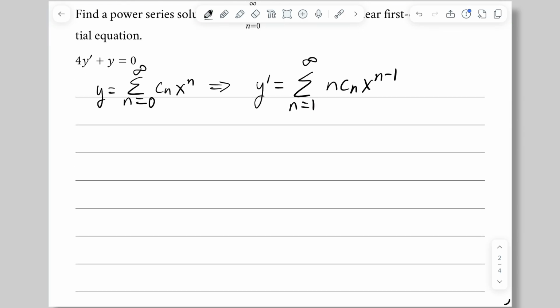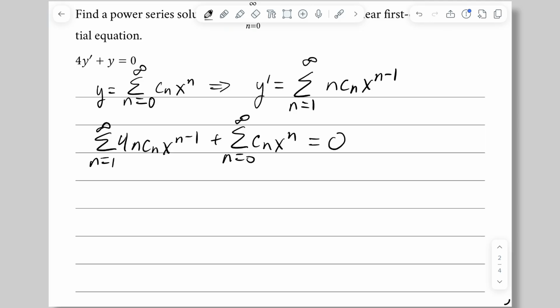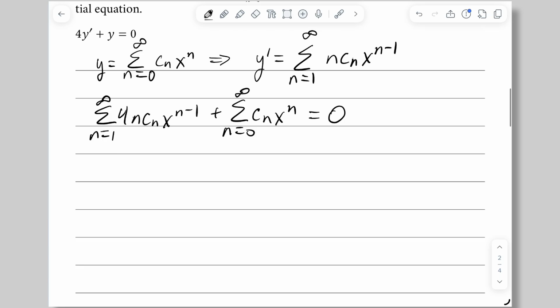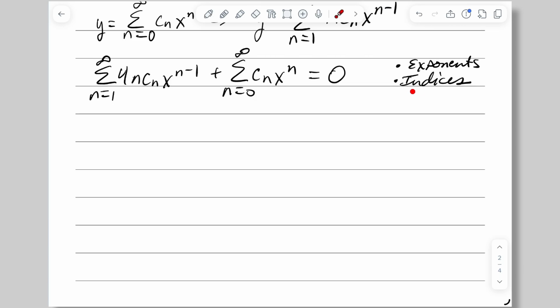Plugging this into the differential equation, we get the sum as n goes from 1 to infinity of 4n c sub n x to the n minus 1. Remember, I'm going to put that 4 inside the sigma so I don't lose it. Plus the sum as n goes from 0 to infinity of c sub n x to the n is equal to 0. We're going to follow the same path we saw in the previous video. First, we're going to make exponents match, and then we need to make the indices match. Usually, in this case it won't be necessary, but generally we will.